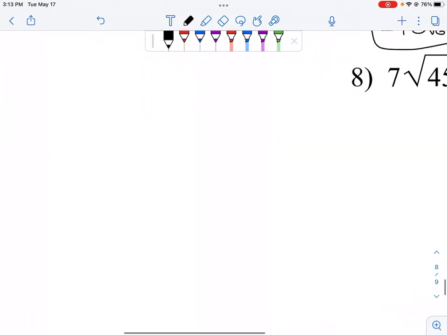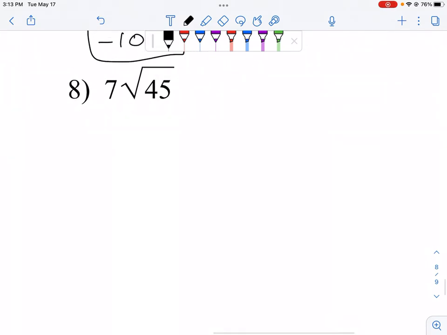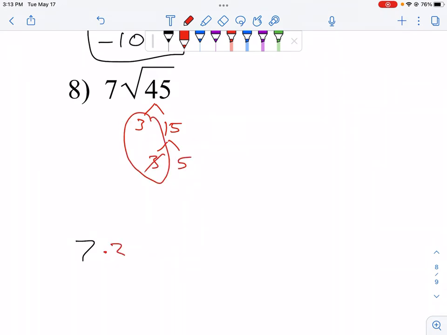For number 8, 45, so I have a 7 waiting. 45 we're going to break down. I can break down using 3 times 15, and 15 is going to be 3 times 5. Pair of 3's, so 1 makes it out to multiply with the 7. A square root 5 still stuck inside, and we're going to end up with 21 rad 5 for number 8.